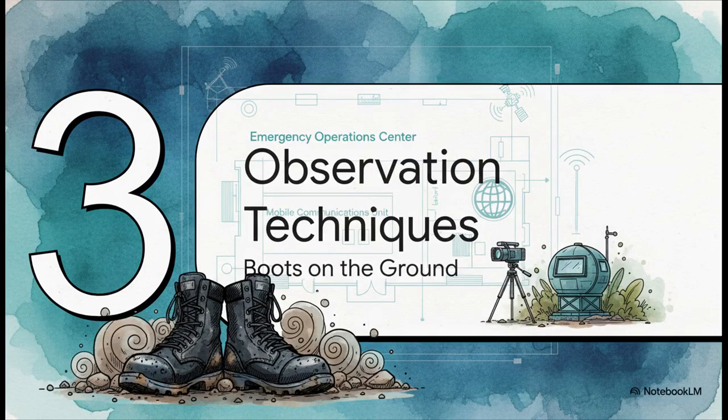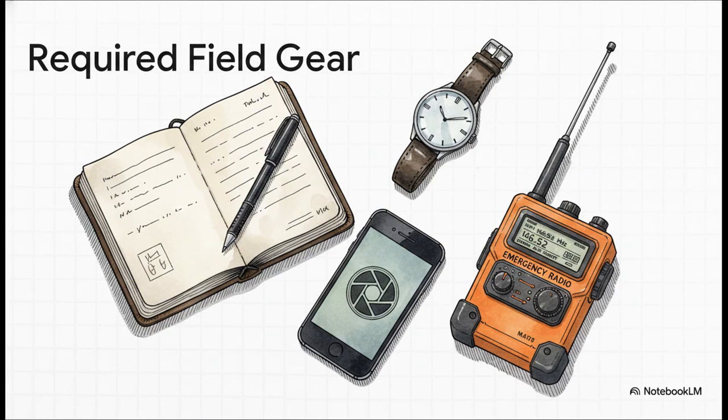Which brings us to Section 3, field observation techniques, or what to do when your boots hit the ground. Now, trust me on this one, you cannot rely on your memory during a chaotic simulation. It's just a blur. So make sure you bring these specific tools to objectively document the response. A good old-fashioned notebook and pen are absolutely mandatory. A reliable clock or watch is critical for documenting those chronological tasks we just talked about.